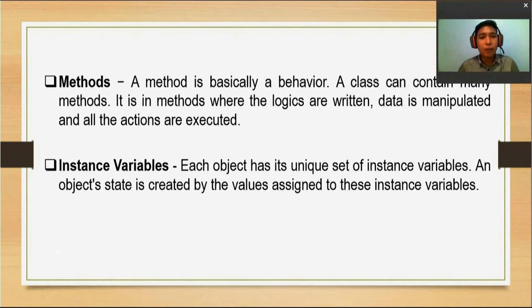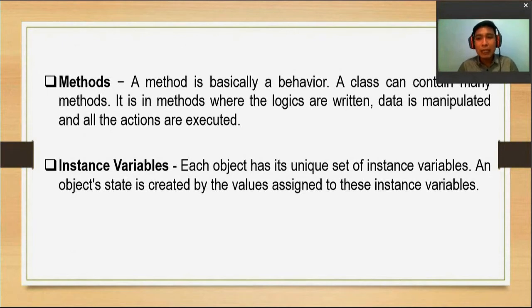Okay? A method is basically a behavior. So a class contains many methods. It is in a method where the logic is written, data is manipulated, and all actions are executed. Okay? And the last one is the instance variables. So each object has its unique set of instance variables. An object's state is created by the values assigned to these instance variables.